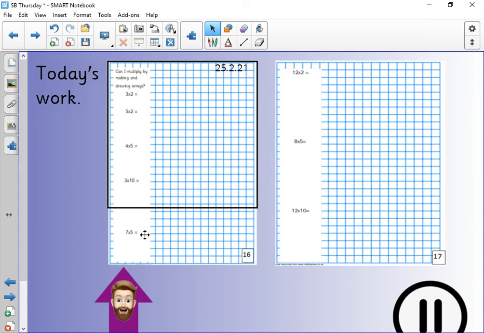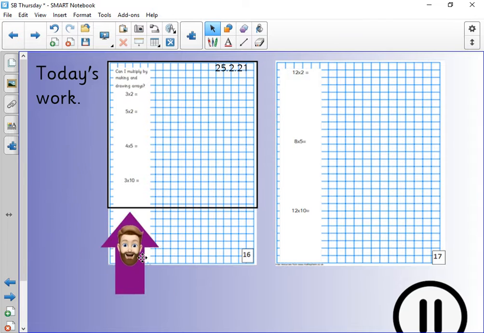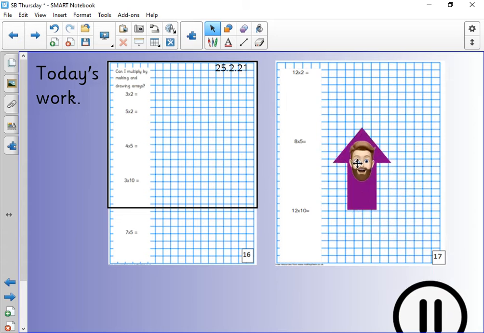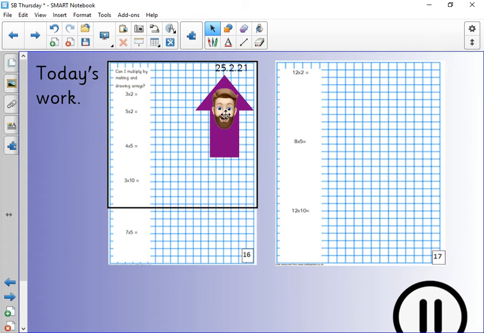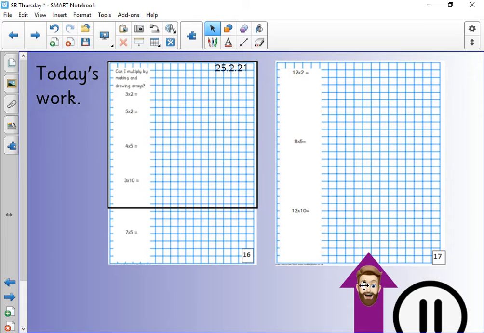Okay, so today's work, we're going to be working together to draw some arrays to calculate multiplications. So I want you to find page 16 and 17 in your book and write today's short date in the corner. Pause the video now and find those pages and write the short date.